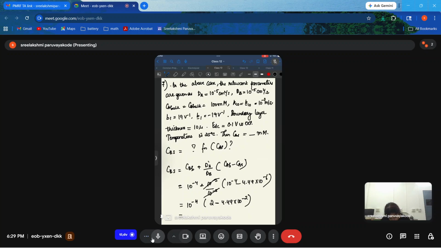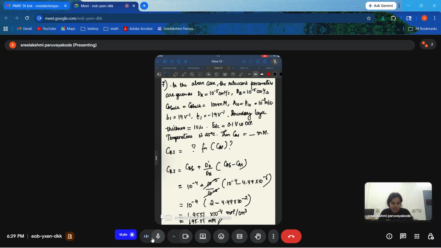So when I solve, I'm getting 1.9551 into 10 to the power minus 4 mole per centimeter cube. Now, if I'm converting it, the question is asked in millimolar, right? So I have to divide by 10 to the power minus 6 and I'll get 195.51 millimolar. Is this what you're getting? Or this is what you're supposed to get? That's the answer given here. Okay.